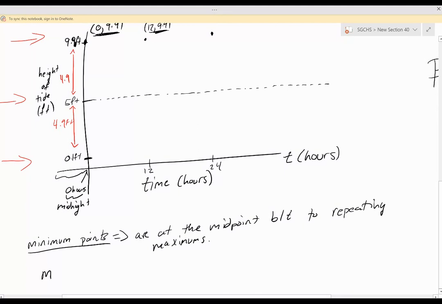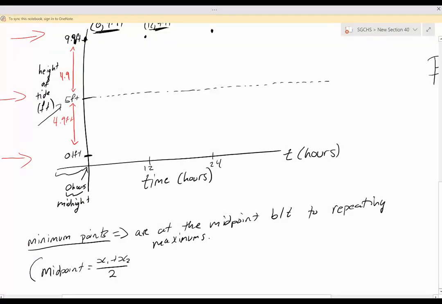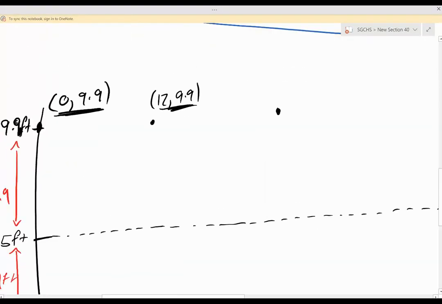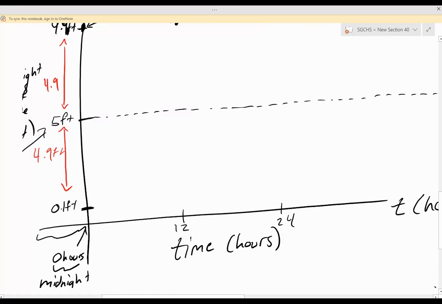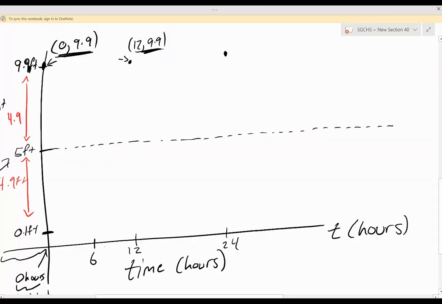So to find a midpoint, it's always the two numbers that you're determining. So let's say x1 plus x2 divided by 2. You can think about that in terms of how that relates to finding your midpoint for k. So we want to find the midpoint between this maximum and this maximum. So 0 plus 12 divided by 2 gives us 12 divided by 2, which is 6. So that means our midpoint will be found at 6 here. So we have a point here now, which is 6 and 0.1.